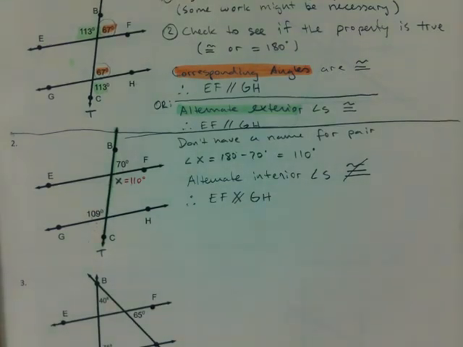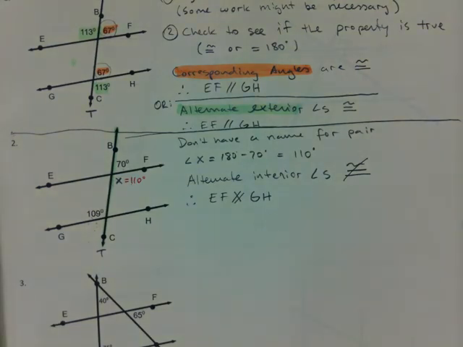And you're like, Mr. Dixon, I don't have to show the corresponding, I don't have to show all of the other ones. Nope. As soon as one of them fails, everything comes crashing down. Same the other way. If one of them is true, everything is true. And so you can conclude that they are parallel.